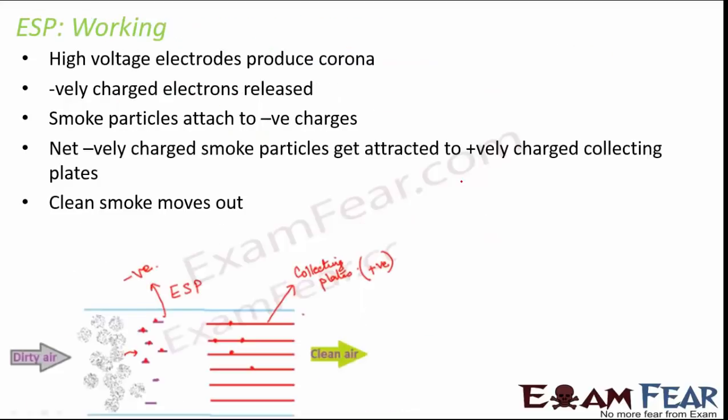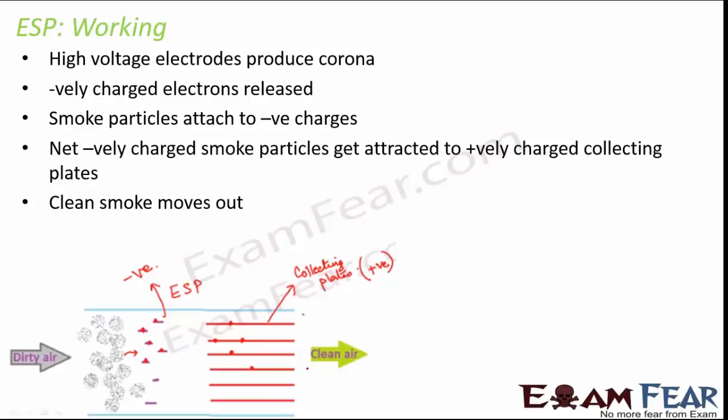So how does it work? This is how the structure is more or less. You have collecting plates which collect all the undesirable particles or smoke particles. It acts like high voltage electrodes which produce corona. Negatively charged electrons are released, and smoke particles attach to negative charges. The net negatively charged smoke particles get attracted to the positively charged collecting plate. You see the collecting plate is positively charged. As a result, the clean smoke comes out. This was dirty air and the dirty particles got collected here, so the clean air comes out from here.